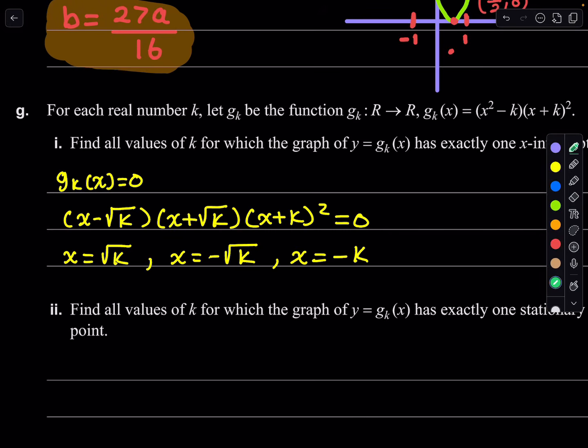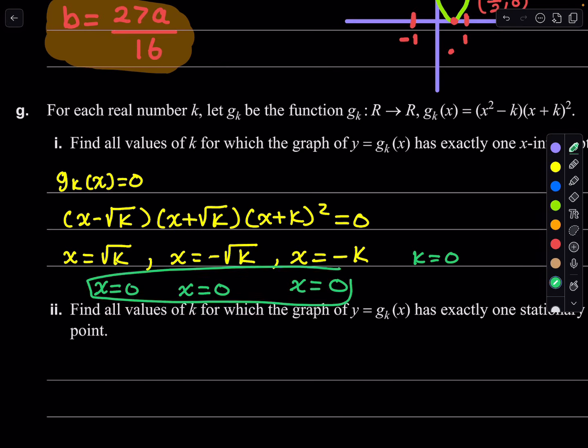So for example, if you put 0, which is one of the easiest ways to think about it, if you put k equals 0, look how beautiful this becomes, because you can even see it by inspection. If you let k equal 0, x here will be 0, x here will be 0, and x here will be 0. Can you see how all of these solutions are the same, x equals 0? They make up one x-intercept. So k equals 0 is a solution. It actually works. It gives exactly that one intercept.